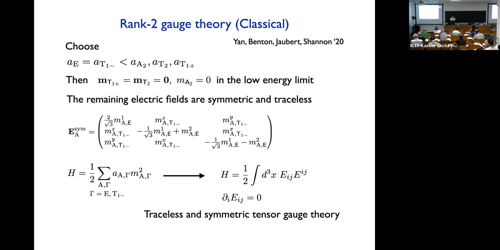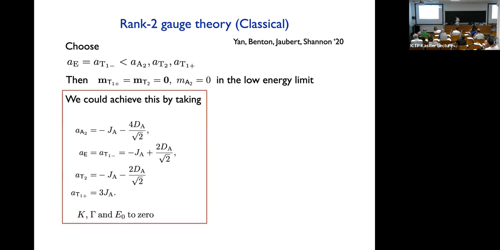Okay. But this is a classical theory. And what we really want to have is a quantum theory, or a fractal one. So how do you construct this? By the way, this choosing of a low energy manifold sounds like fine tuning, but actually it's not. It turns out, for example, in this case, you can just set all these K and gamma interactions to be zero. If you only keep Heisenberg and Dzyaloshinskii-Moriya, then you just automatically arrive at this. So it's a pretty natural construction.